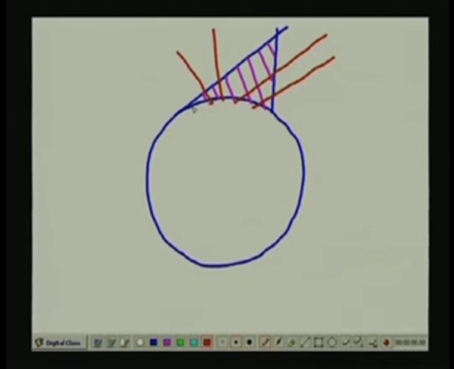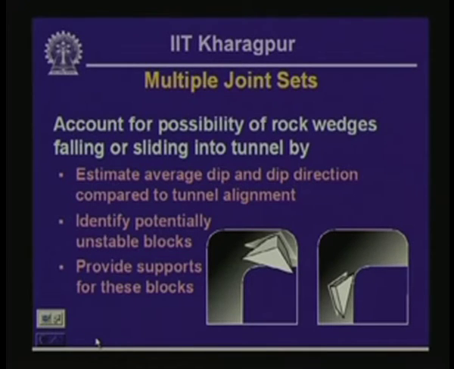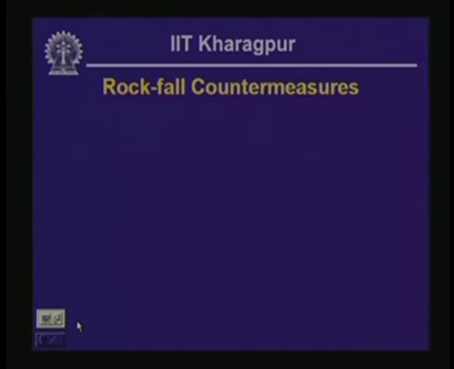Now, what you have to design is what load these individual rock bolts are going to carry, and also what is the length of each one of these rock bolts. So, that is one of the countermeasures often used in order to stabilize the problem of falling or sliding wedges. Okay. Now, rock fall countermeasures we discussed very briefly in the previous slide.